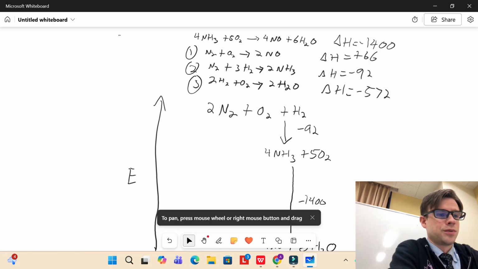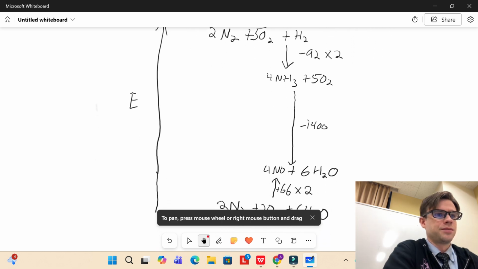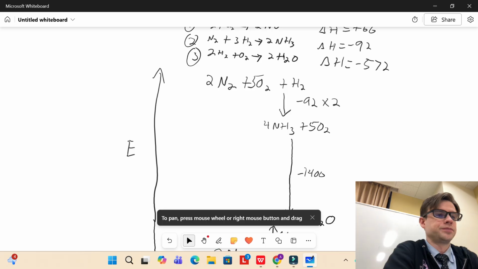And how much oxygen will we need to get to that step underneath? We're not actually using oxygen in the ammonia equation, so just keep it as 5. That way there'll be no change to the oxygen, the O2, which is what we want if we're doing equation number 2, right? There's no oxygen included in that. But we have doubled this from the original equation, so minus 92 times 2, in order to go down that step.